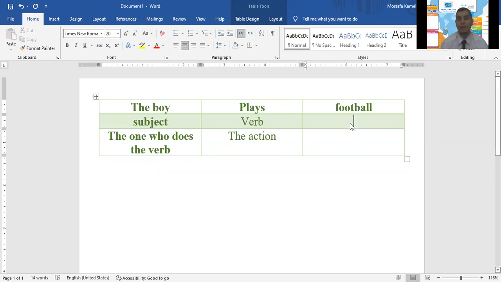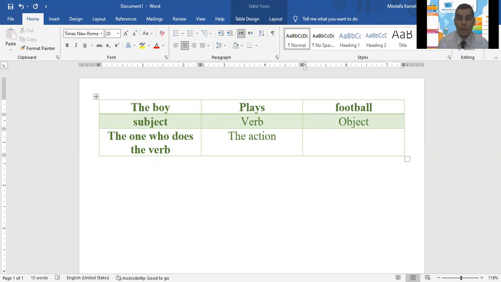Malik, football is what? Football is a noun. Yes, the noun that comes at the end. It's called what? We have subject, verb, and at the end comes the object. Very good. So we have the subject, we have the verb, and we have the object.